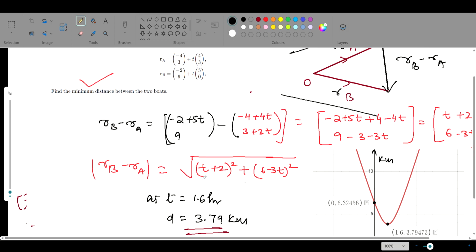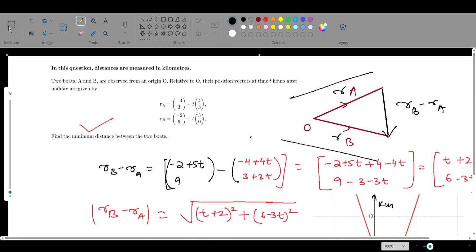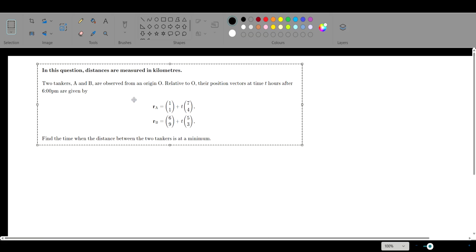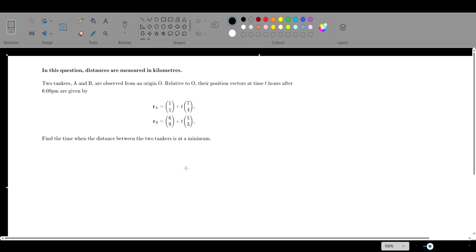Giving a very similar question, only a little bit changed. This was find the minimum distance between the 2 points. So we got the minimum distance between the 2 points. I'm giving a very similar problem. This time, find the time when the distance between the two tankers is at the minimum.